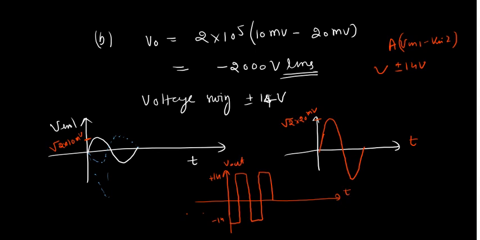This I asked you to solve, because for a very small value of V in 1 minus V in 2, the output will go outside this range, right? Because 2 into 10 to the power 5 is the gain, right? The gain is very high. So next, let's see the inverting amplifier.